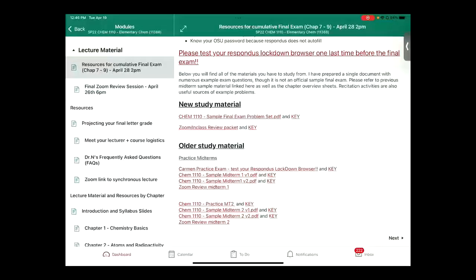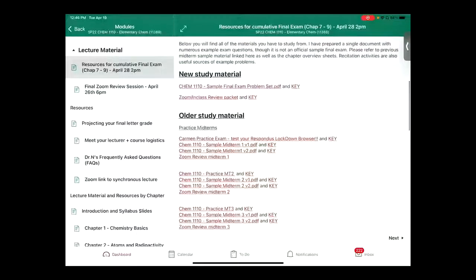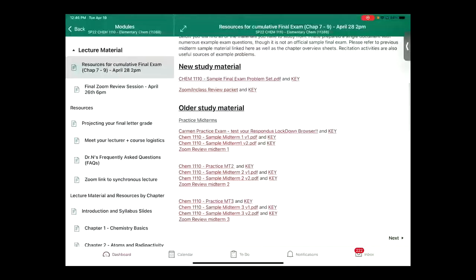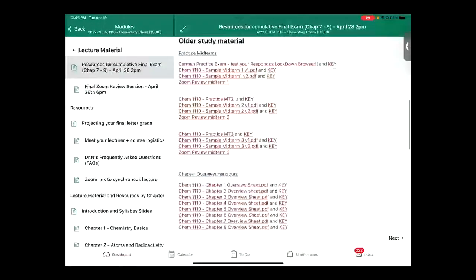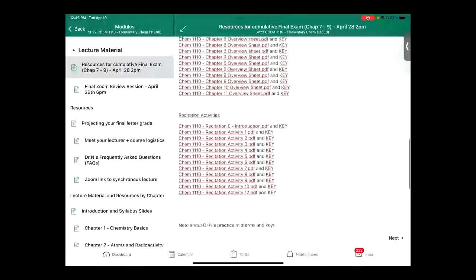I have it broken up into new material, meaning I put these things together fresh. Most of them are questions you haven't seen before, or at least with new numbers. And then here are all the older study materials, so old midterms, recitations, overview sheets. All right, so they're all there, all of them.